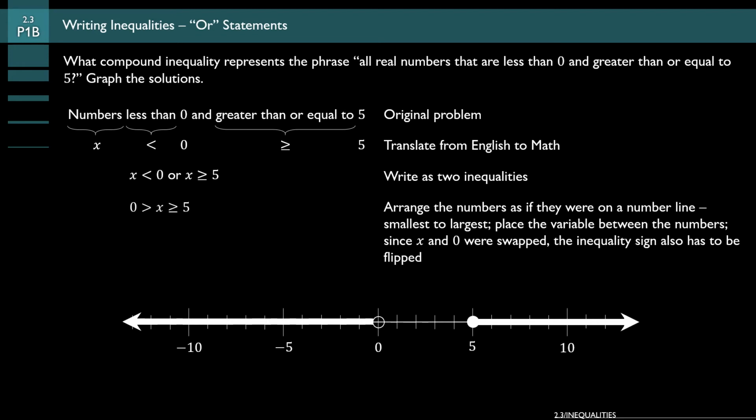If we were to go over to, say, 10, 10 is less than 0? No, doesn't fit that one. But 10 is greater than or equal to 5, so it fits that inequality, so it would be a solution to it. What about the ones in between? Let's try 2. 2 is less than 0? No. 2 is greater than or equal to 5? No. So we know that anything in between those does not work.